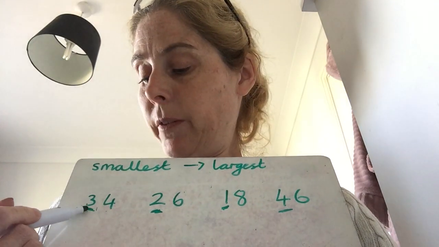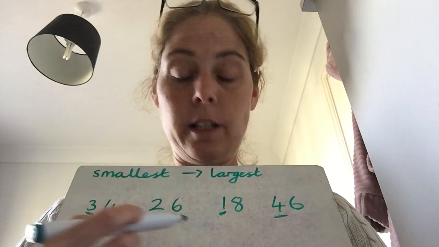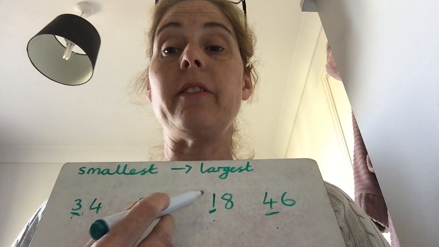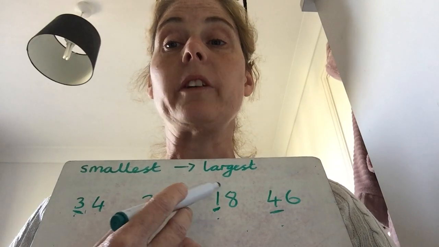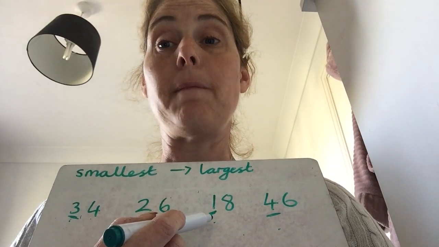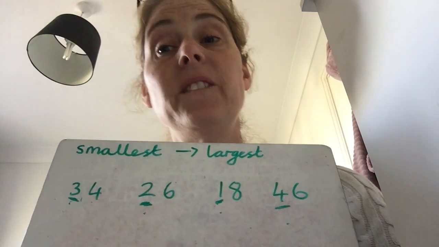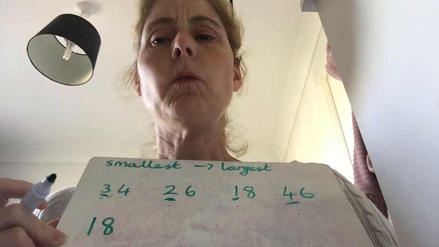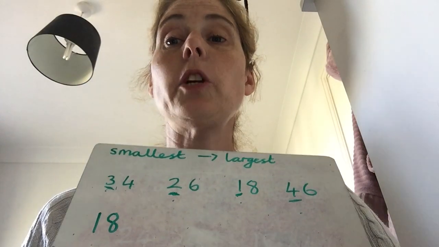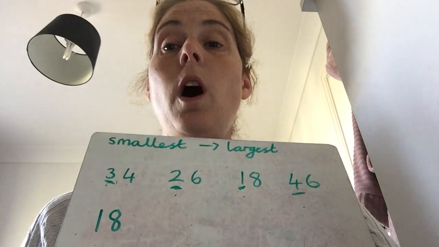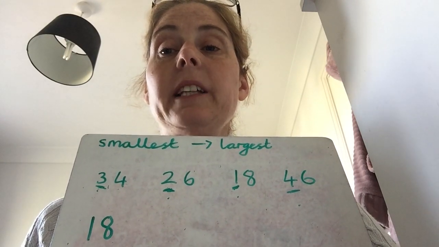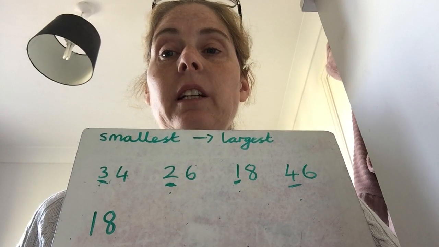Okay, so if we look, we've got 3 tens, 2 tens, 1 ten, 4 tens. If we look very carefully, this one only has 1 ten, so it's got to be the smallest number. So that one would come first when I'm ordering them. Okay, which one would come next? Which one do you think would come next? And why? Explain to the adult why. Why do you think that number will be next? Have a think.